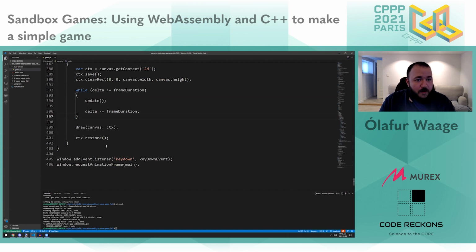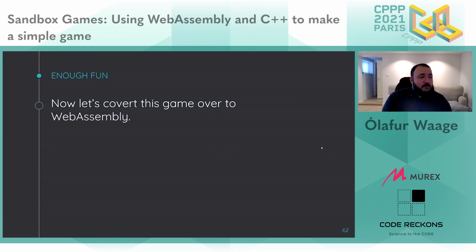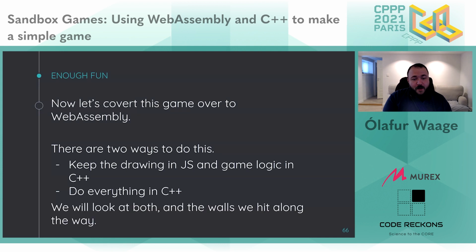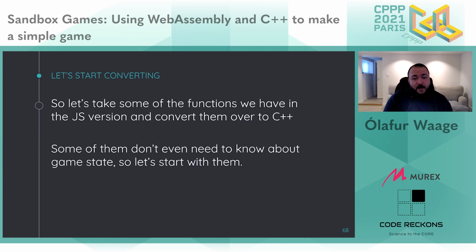All right, good. We have a lot of things to go through. So let's convert the game into WebAssembly, right? There are two ways to do this. We can keep the drawing in JavaScript and get the logic in C++, or we can do everything in C++. We're going to look at both and see the walls along the way. So let's take some of these functions that we have in the JavaScript version and just convert them over. We can write them in C++, and some of them don't even know about the game state; think of them as pure functions.